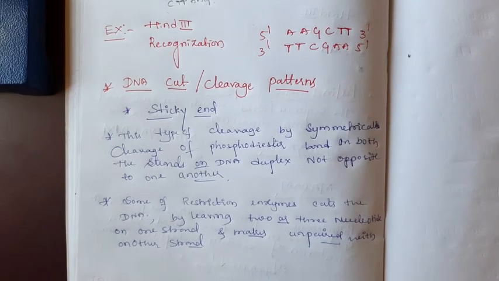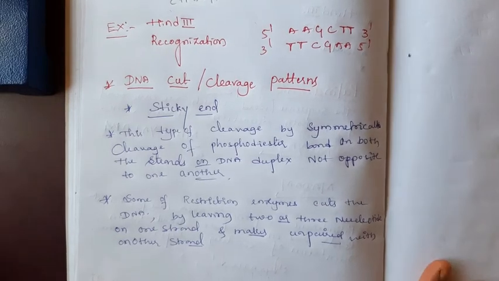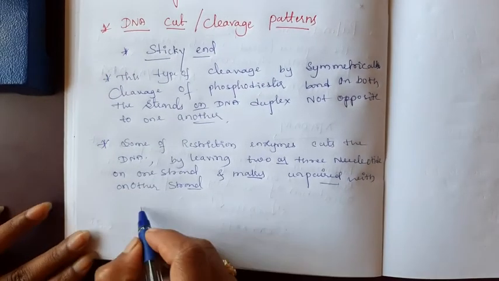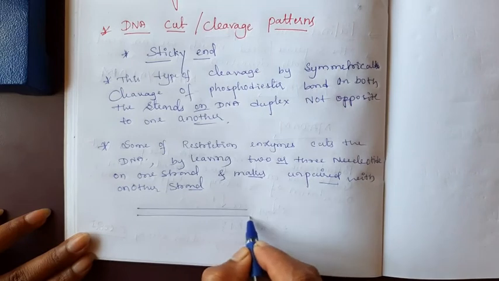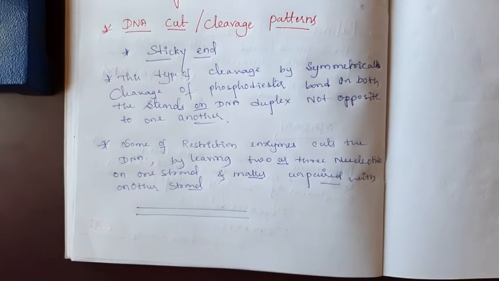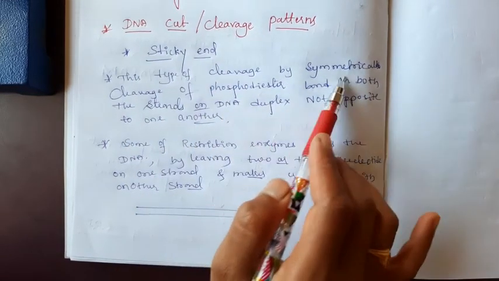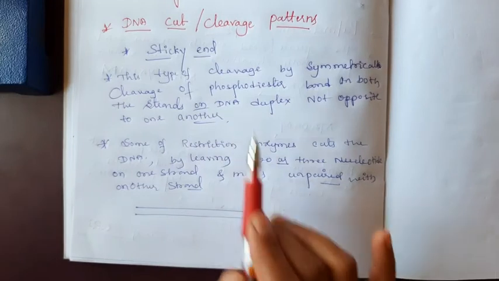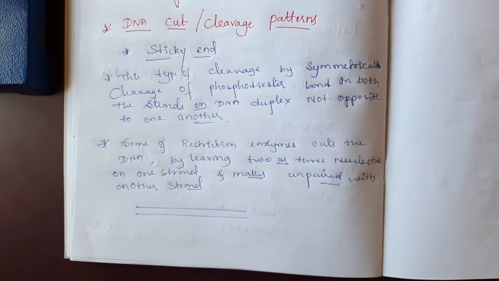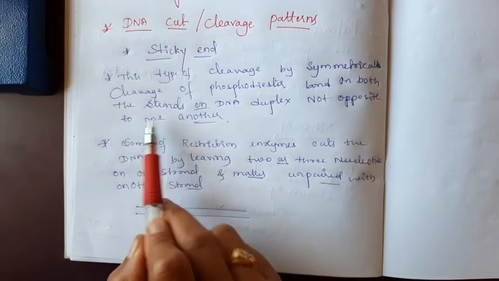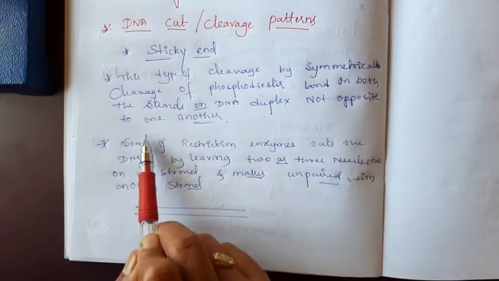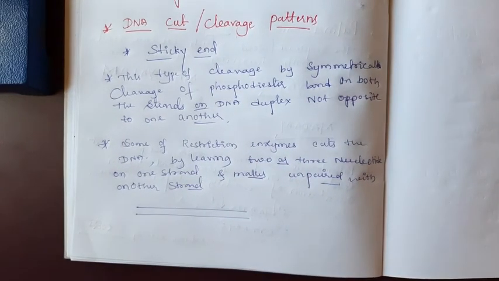I will take a small sequence of DNA for explaining this. A sticky end is a type of cleavage by asymmetric cleavage: an asymmetric cleavage of the phosphodiester bonds on both strands of the DNA duplex, not opposite to one another.